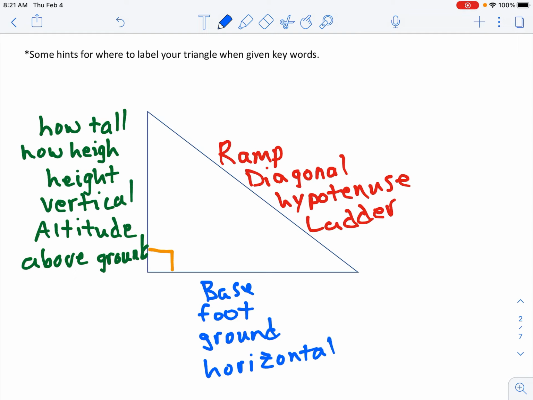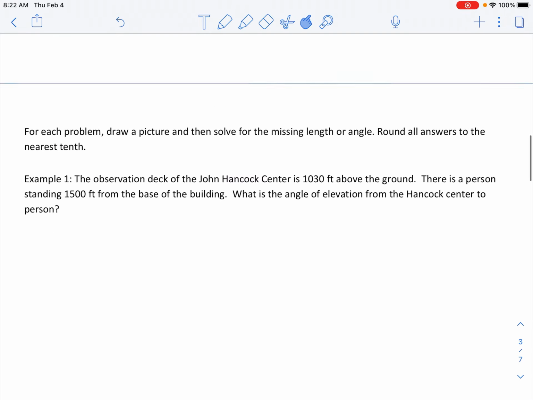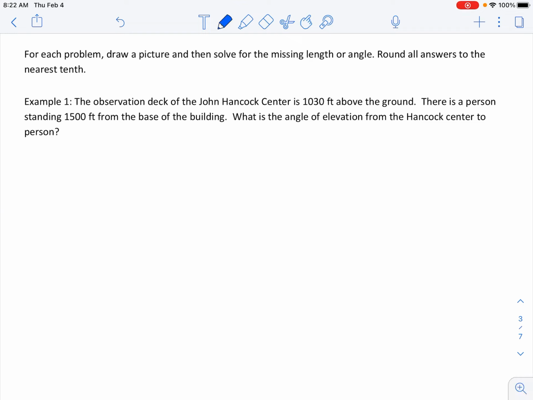All right, let's go ahead and go through some examples. We're going to go through 4 word problems, and remember we're going to be drawing a triangle and labeling it, and based on our labels we're going to solve using sine, cos, or tan. If they give us some of these keywords, that'll help us label our picture. All right, here we go. Let's do number 1. All of these are going to be by a triangle, so before I do my word problem, I'm going to go ahead and draw my triangle.